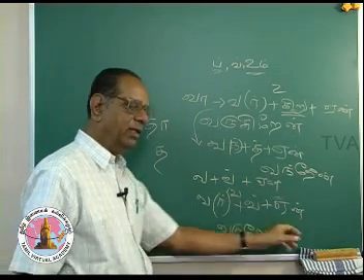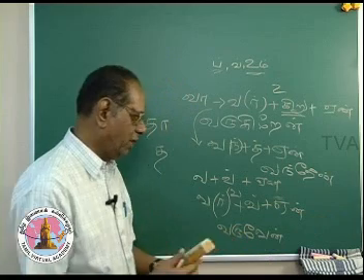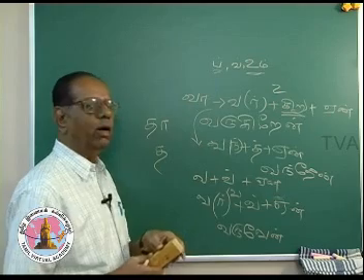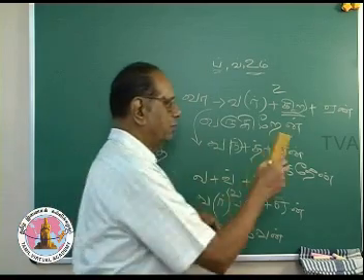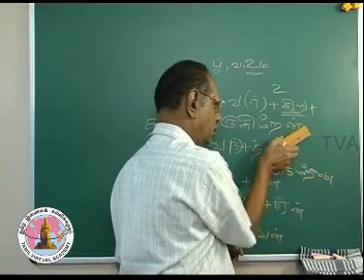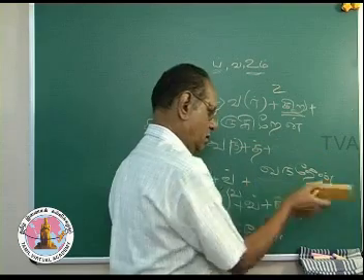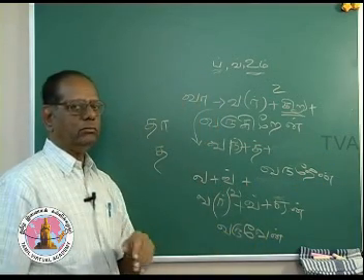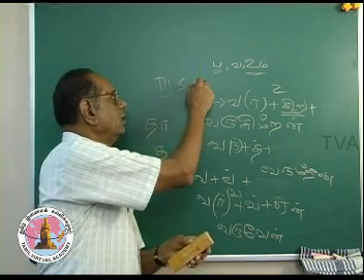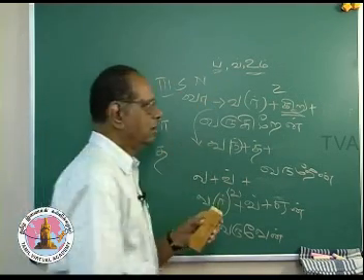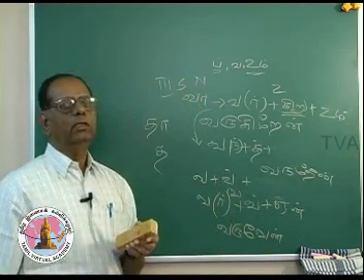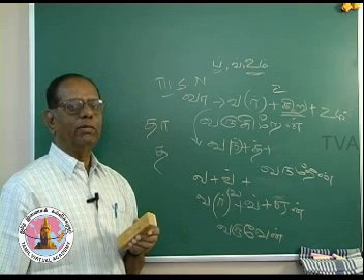So now we have been discussing the future tense and particularly the third person singular. What will happen? If the case marker is different, what will happen? If it is third person singular neuter gender, this should be whom. Am I right?